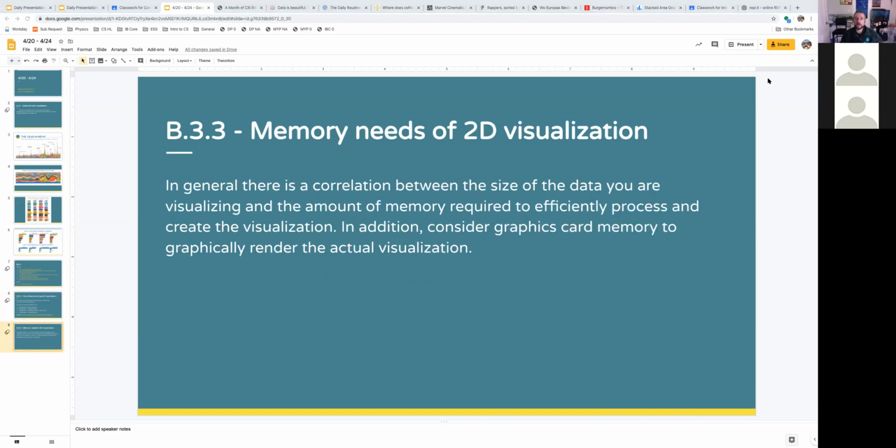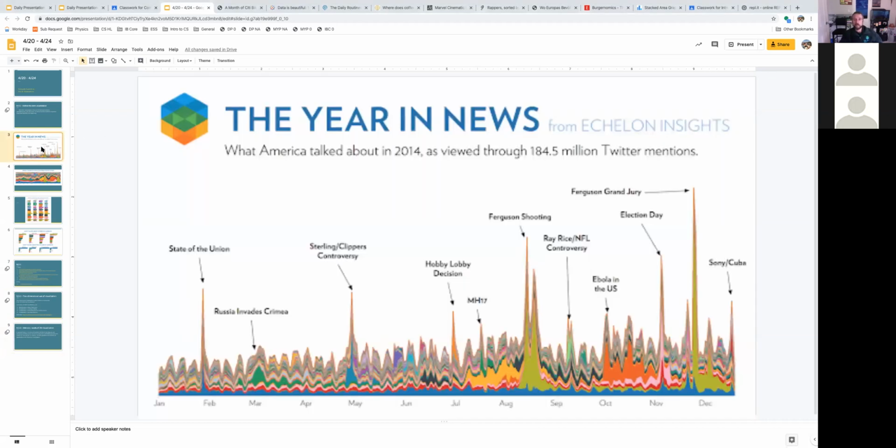And this one computational aspect is important to keep in mind. There is a correlation between the size of the data that you visualize and the amount of memory that is required in order to efficiently process and create it. For example, the first ones, and I know, Ayana, you didn't catch this, but the 185 million tweets in 2014 that were analyzed in this infographic, it takes a lot of computing power in order to be able to sort through 185 million tweets. And if you're making it once, publishing this data in a graphic like this, then you're not worried about that computational time.